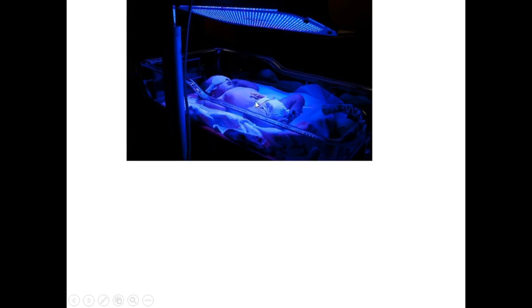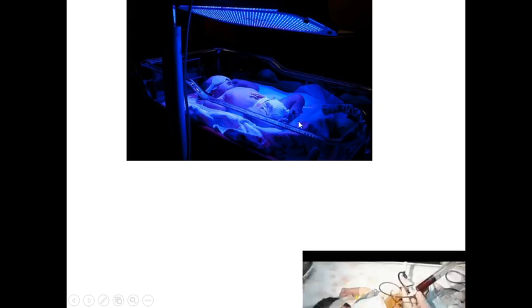Now the problem is in the baby's liver. So by exposing the baby to this fluorescent light, without the help of the liver, this bilirubin is converted into lumirubin, which is then excreted in urine.